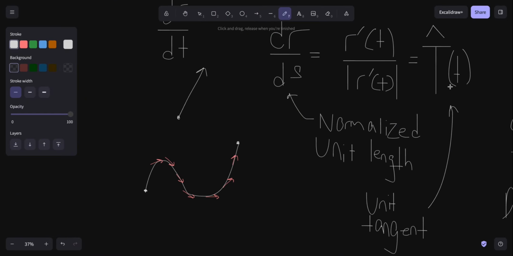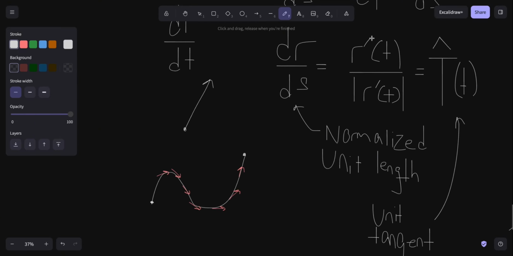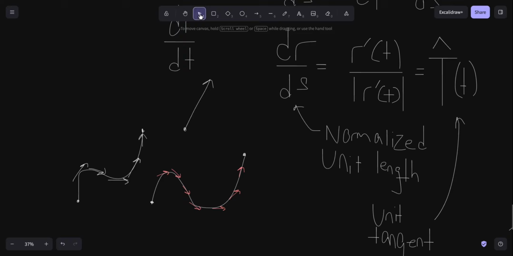Why is this the unit tangent vector? Well, think about it. r prime of t gives us the direction of the tangent line, right? Because if you have a curve and it's changing with respect to time, then r prime of t tells us our velocity, which is essentially tangent to this position function. That's literally the definition of the velocity vector. It's dr over dt. But because we normalize these vectors, it's going to become unit length.